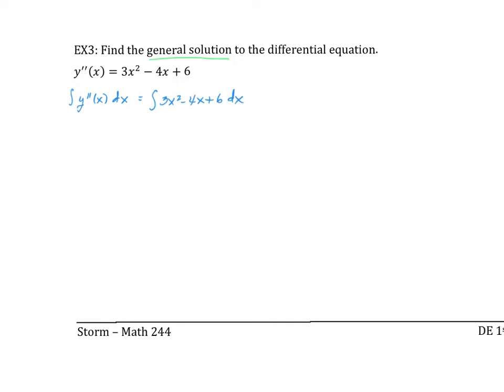And on the left-hand side, this just becomes first derivative. I have x to the third minus 2x squared plus 6x plus c. All right, so I need to find y. I'm going to integrate again. Integrate with respect to x on both sides. And I already have this constant c, so when I integrate, I'm going to have to choose a different variable.